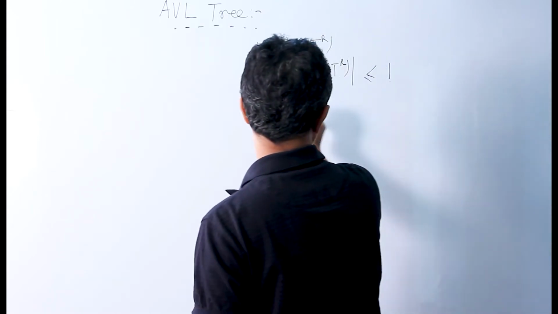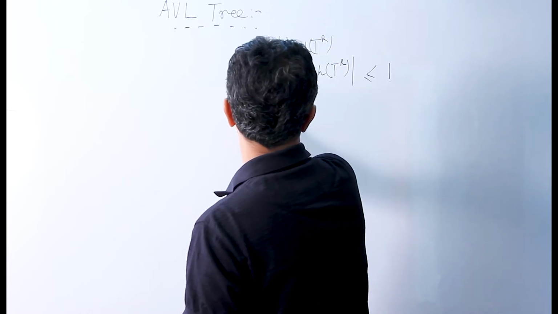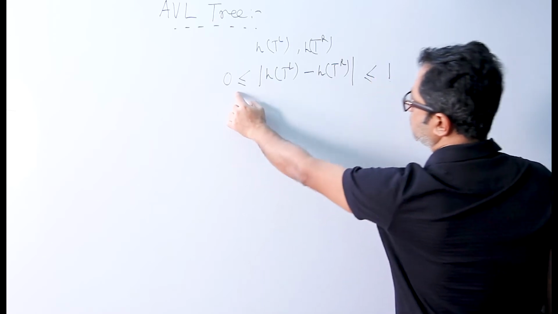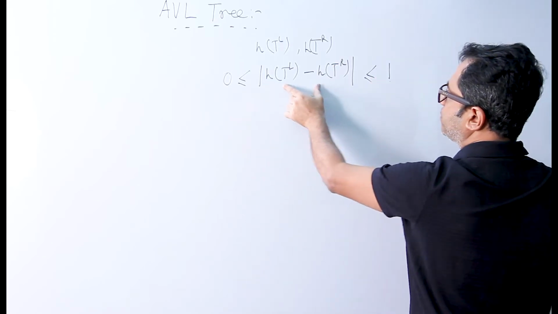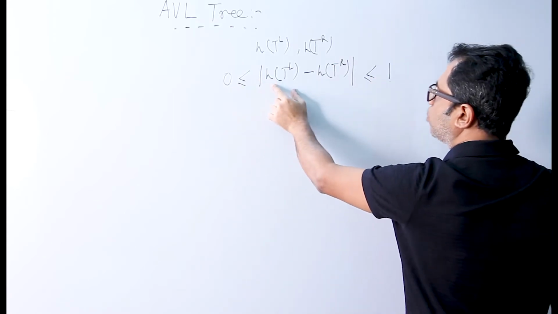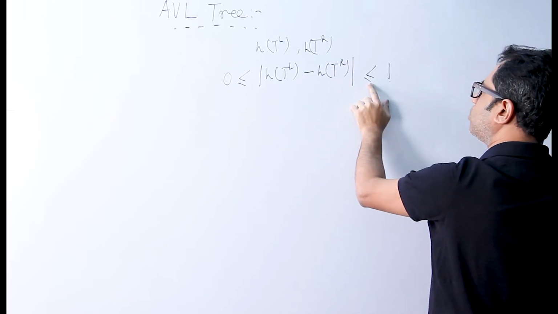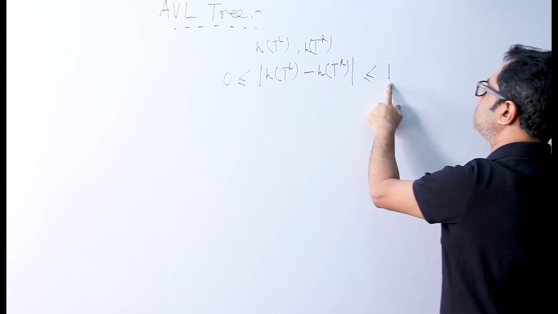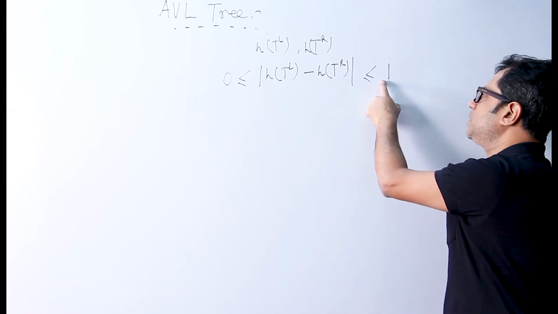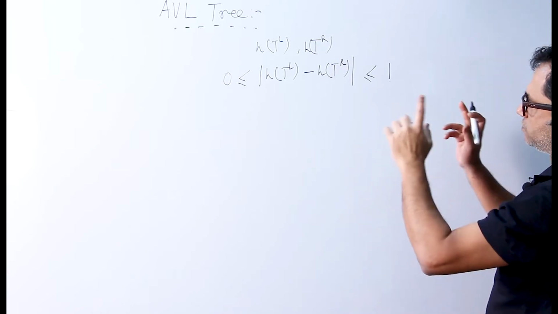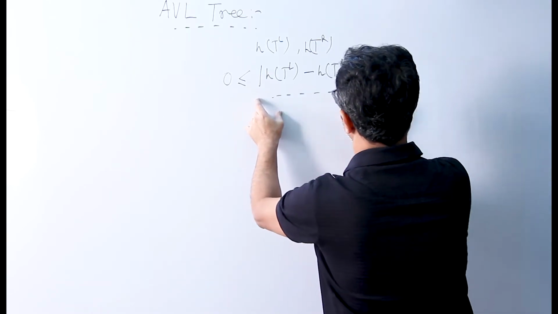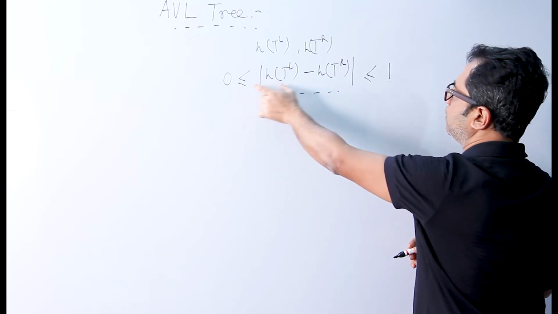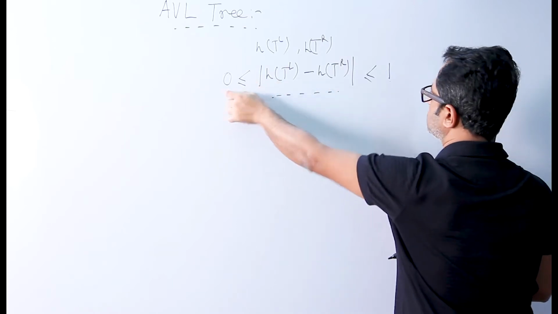We can say it will be like this. This value can be 0 or more than 0, and it is going to be at maximum equal to 1. So this modulus value, the magnitude of this difference operation, gives you only two possible values, that is 0 and 1.